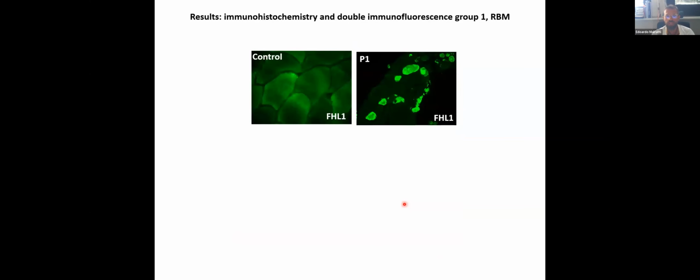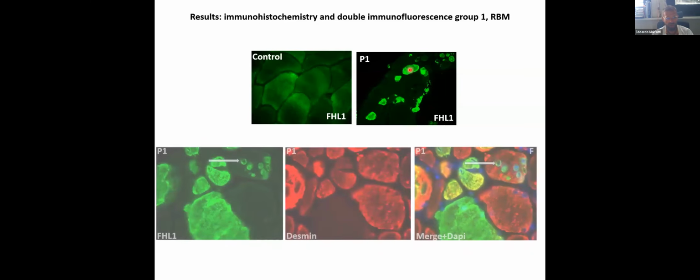and alpha-B crystallin was found specifically in fibers that were atrophic and also surrounding the reducing body. We then used monoclonal antibodies again against FHL1, and what was evident is that we had an accumulation of this protein inside the fiber, not only in correspondence of the reducing body, but also we had an overexpression in group 1 of reducing body myopathy in the cytoplasm of the fiber.